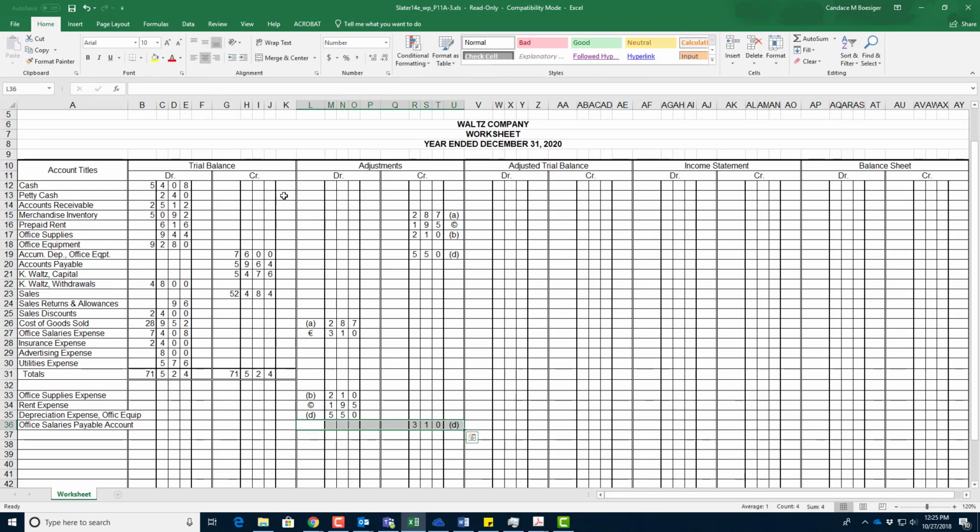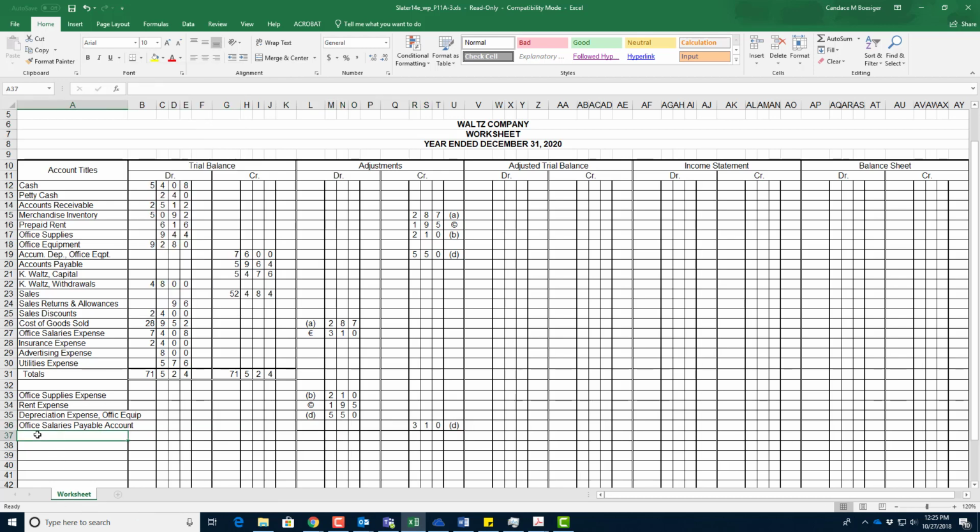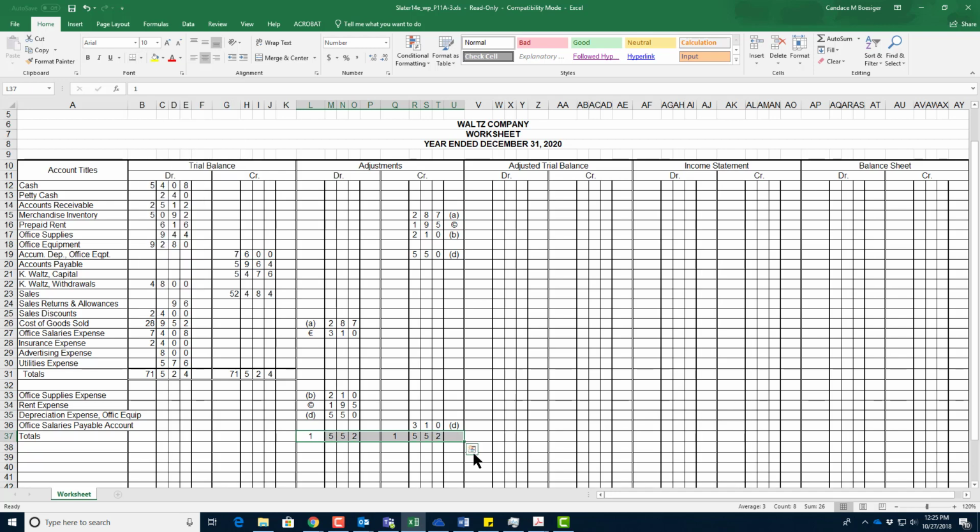Okay, I now need to get some totals in. So absolutely nothing about this process has changed from when we learned it. Everything else is exactly the same. So I go and I do an adjusted trial balance, and I bring all of this over.